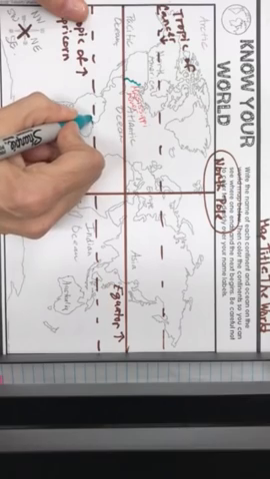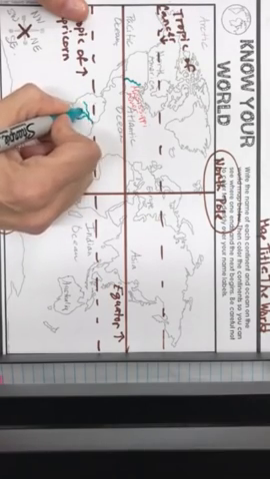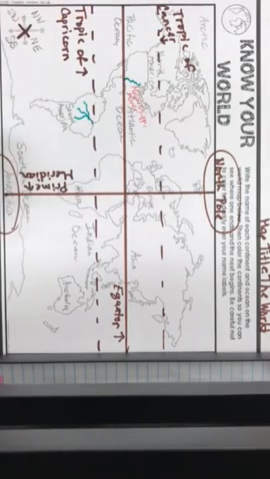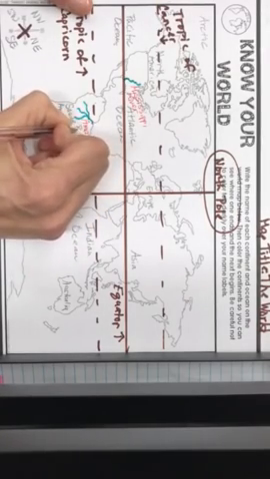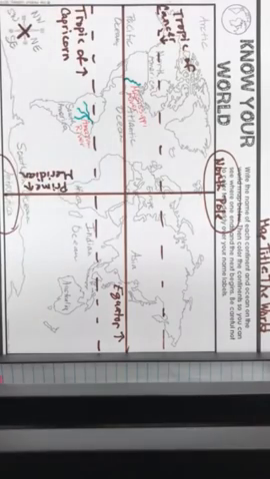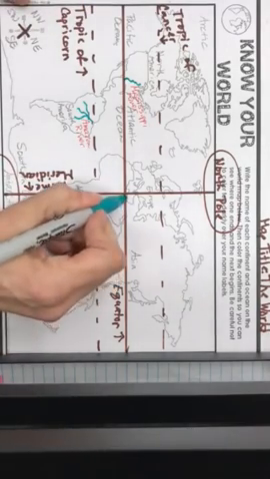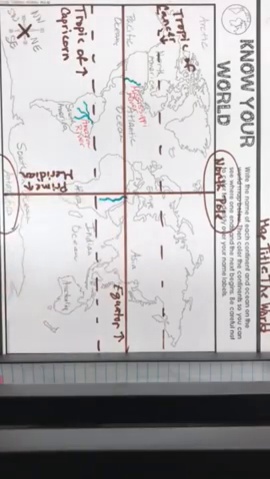Our Amazon River is down here in South America. I'm gonna put a couple of branches on it because it is an enormous river. Amazon River. Notice I'm using a different color to write these in. It's gonna help you be able to read it and identify the rivers much easier.